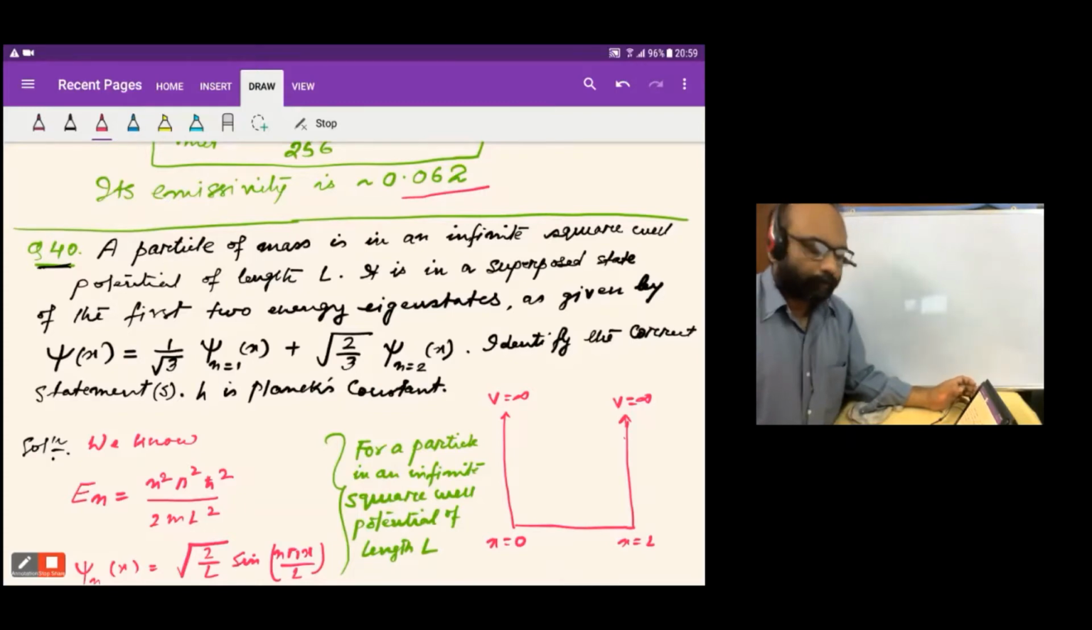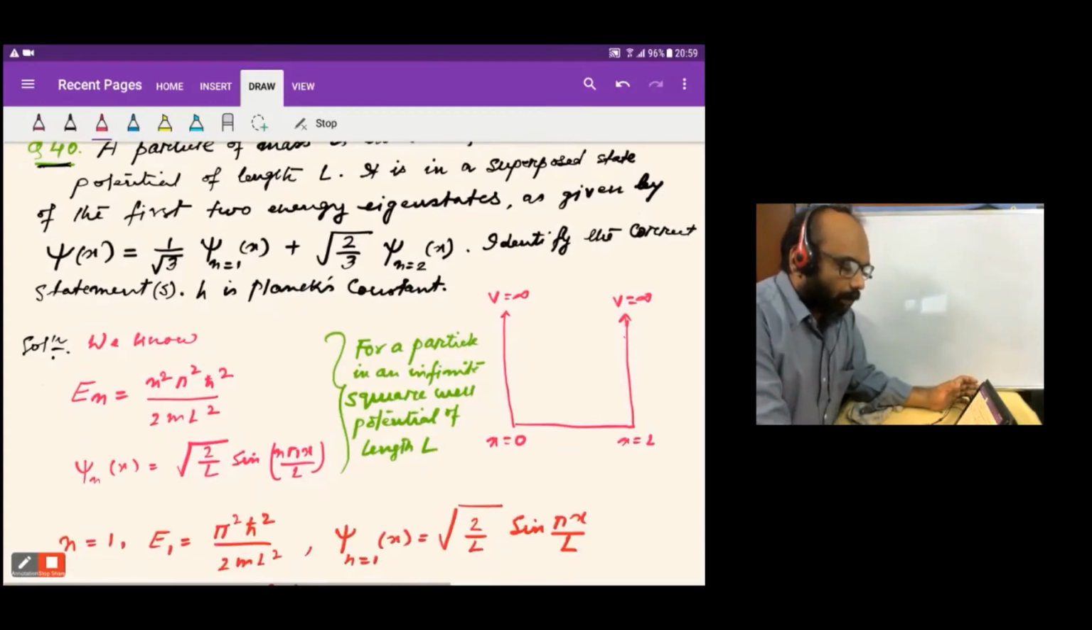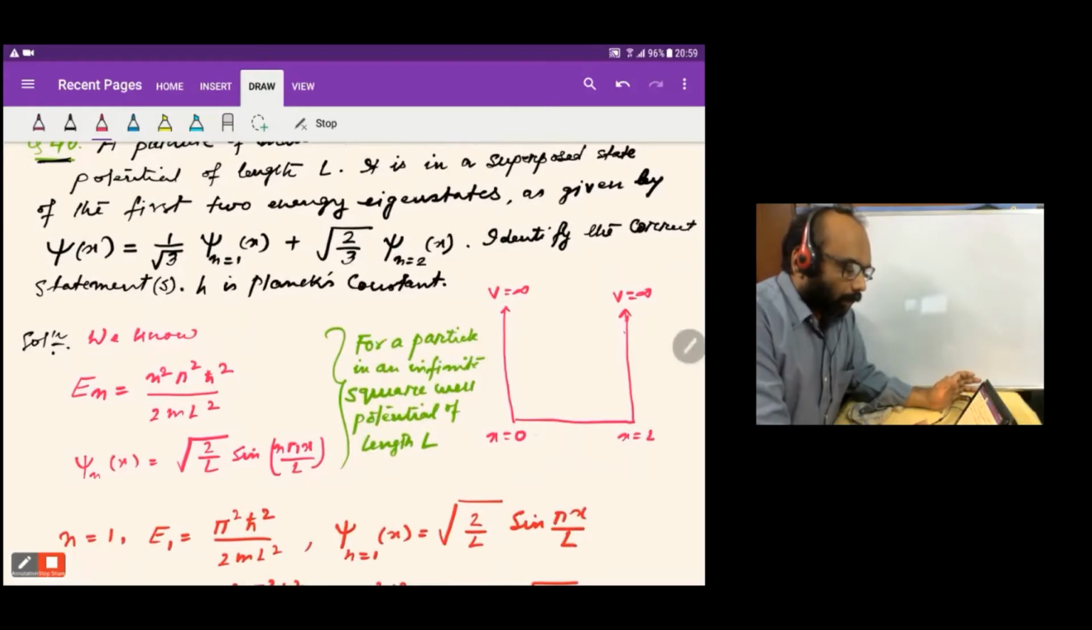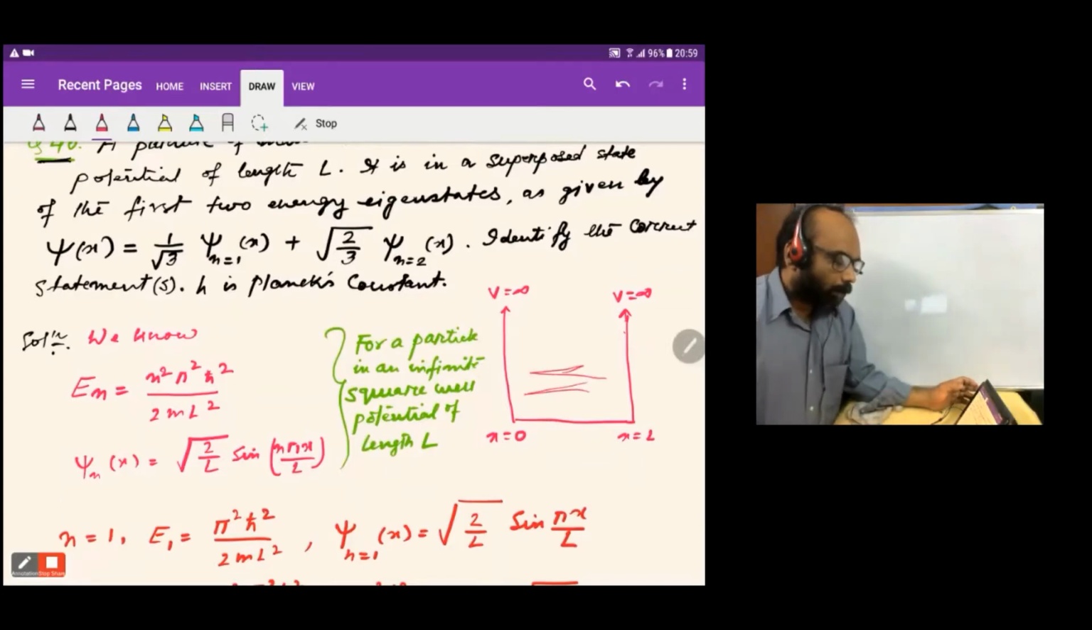h is Planck's constant. So here psi is not time dependent. It is just a position function of x. So we do not need to worry about the time dependent part. And the potential well, we can write, from x equal to 0 to x equal to L, the width, and we have infinite potential at the boundary.